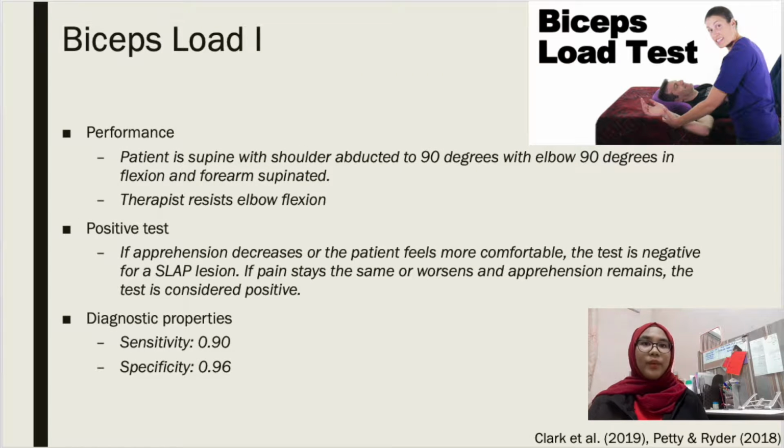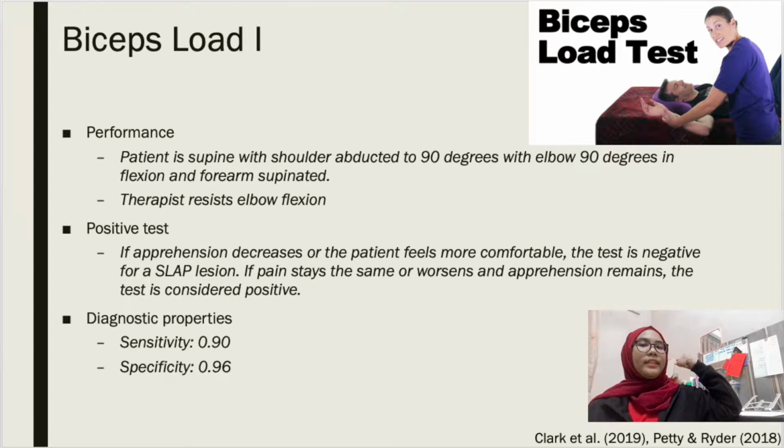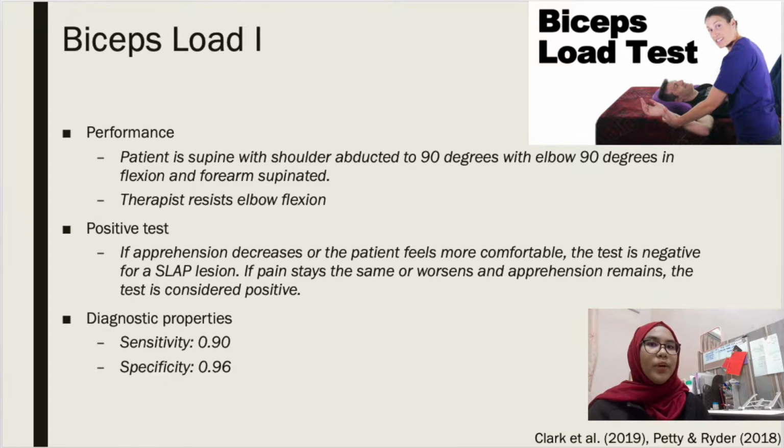Most of biceps load 1: first, the patient is in supine with shoulder abducted 90 degrees, elbow flexed 90 degrees, and forearm in supination. Then the therapist asks the patient to flex the elbow. Then the therapist will resist the elbow flexion. For a positive result, if the pain stays the same or worsens, the test is considered positive. The diagnostic properties of biceps load 1: the sensitivity is 0.9, meanwhile the specificity is 0.96.